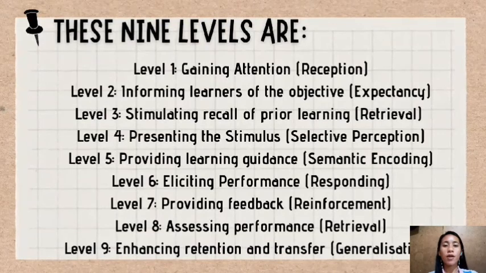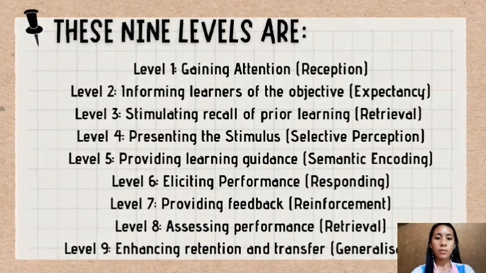Level 7, providing feedback. This is where you let the learner know how they did a task. Level 8, assessing performance. This is where the teacher evaluates the learner on their knowledge of what was taught. Level 9, enhancing retention and transfer. This is where the teacher provides an activity to help the learners remember what was taught.